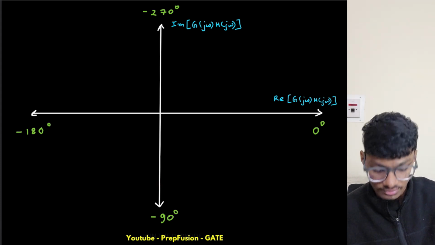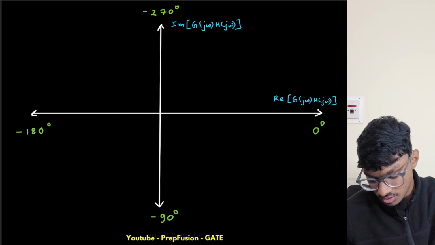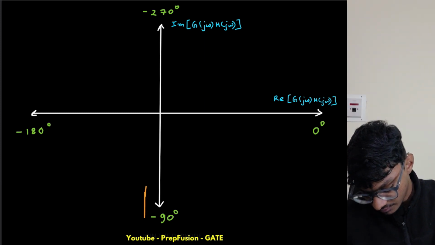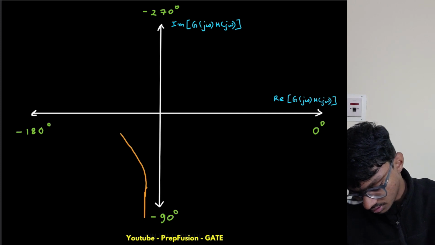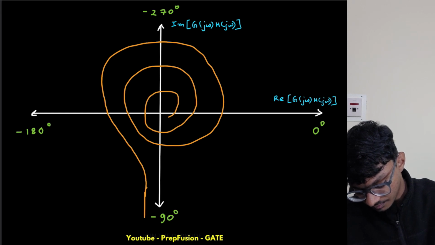So from where will I start? From the left-hand side or the right-hand side of minus 90? I'll start from here, this point. So it will be something like this. Let me first draw it, then I will explain it further. Then it will be a spiral-like shape. So I will keep on rotating but my magnitude will keep on reducing, and it will end.